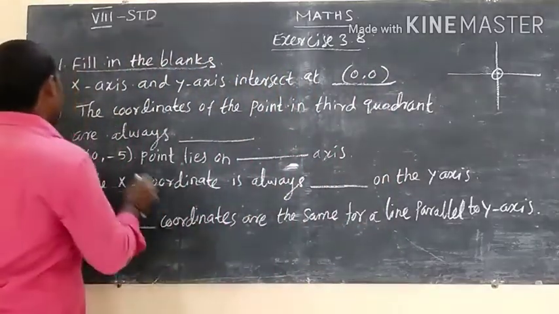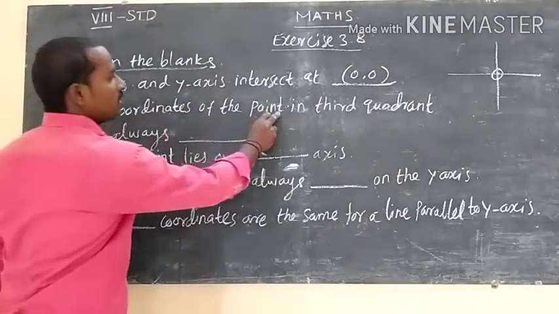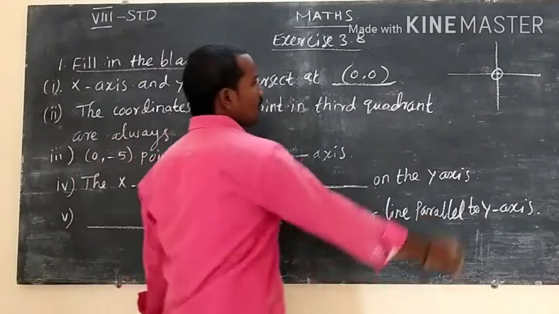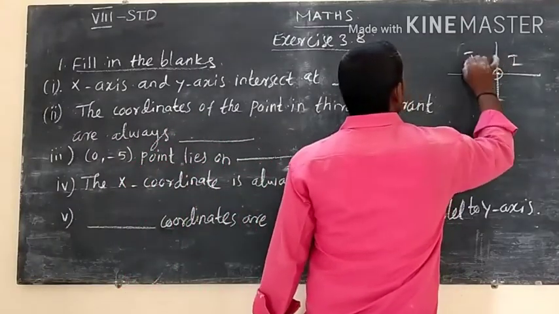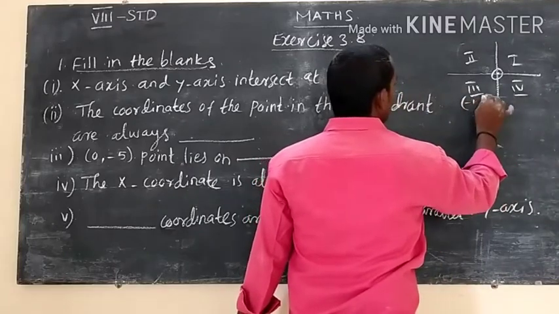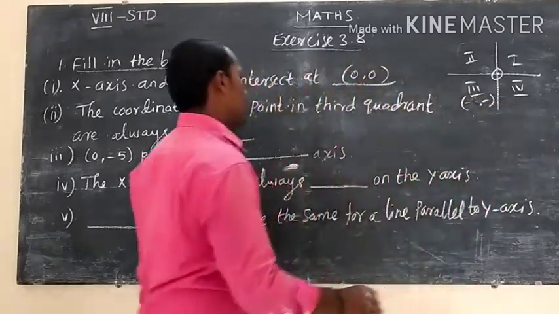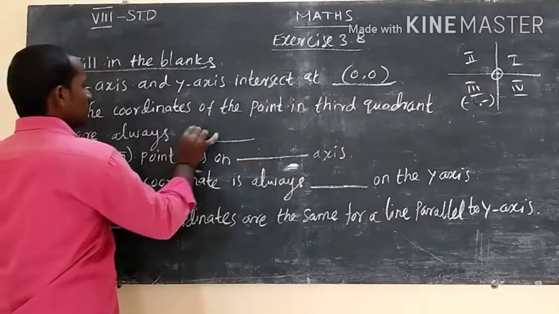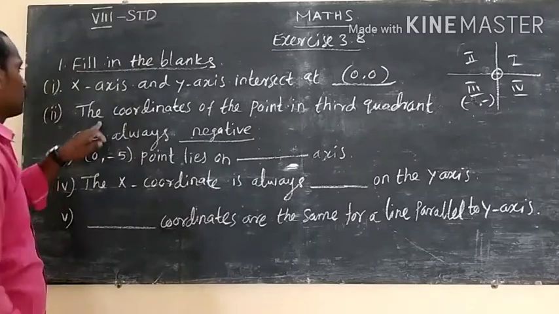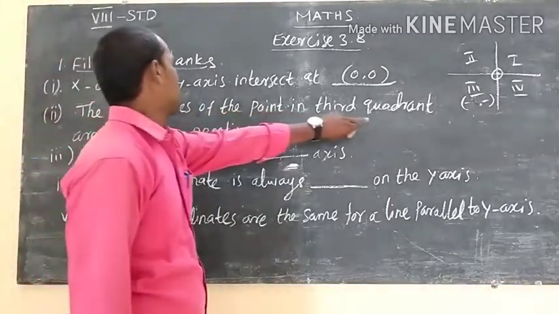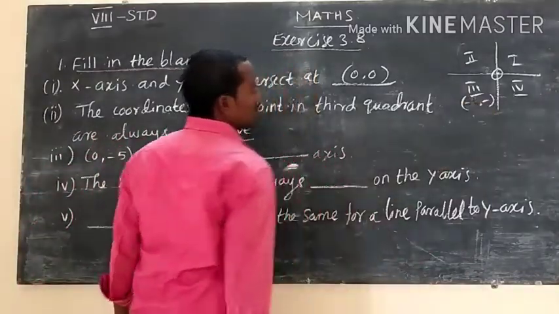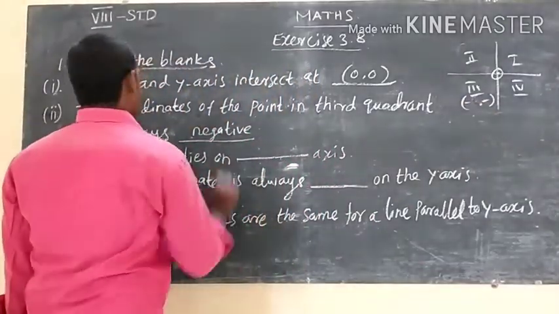Understood? Then the coordinates of the points in the third quadrant are always negative. This is the first, this is the second, this is the third, this is the fourth. The third quadrant points are (minus, minus). Minus represents negative, so the x coordinate and y coordinate are both negative.